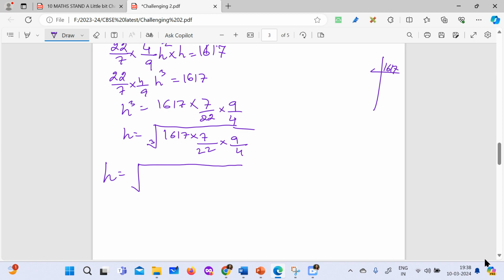1617. This 3 5s are 15, and then 3 3s 9, 3 9s 27. Okay, 7 7s are 49, 7 and 11. So you can write 1617 as 3 times 7 times 7 times 11 times 7 over 22 times 9 over 4. Okay, now 11, and we cross it here.